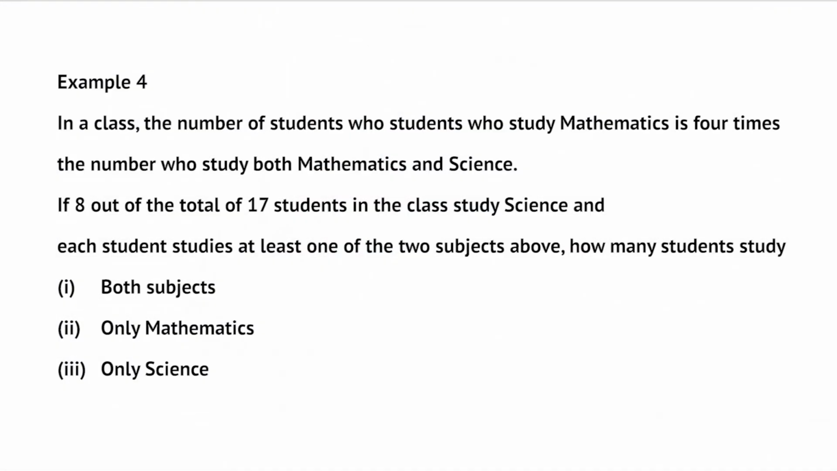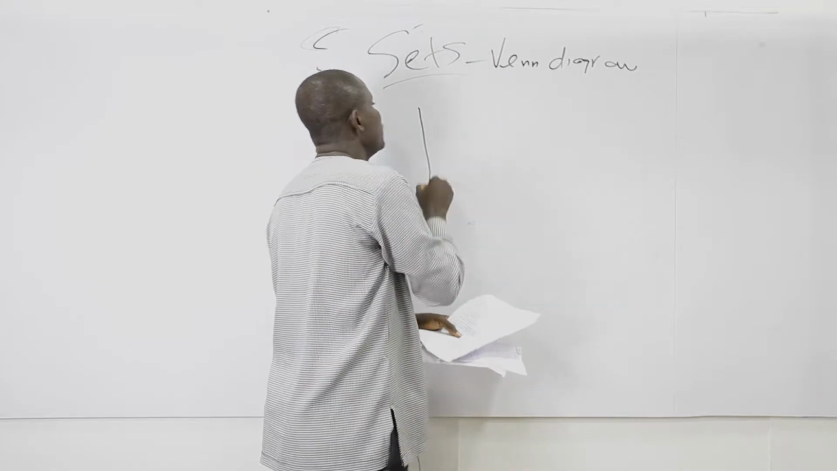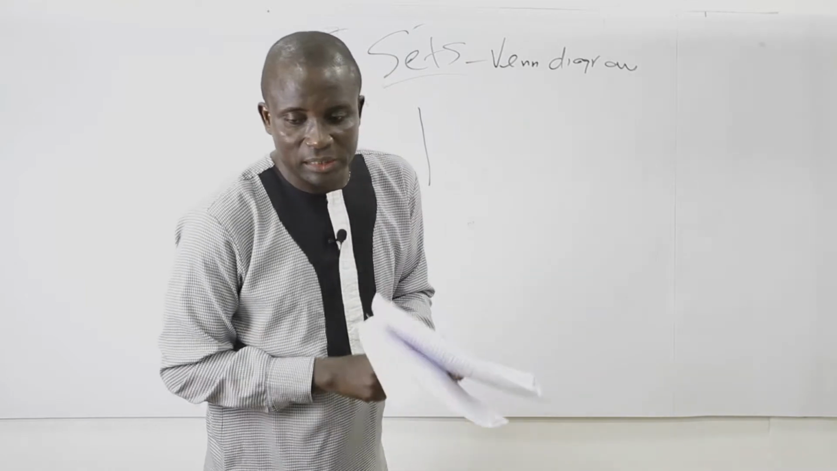In a class, the number of students who study mathematics is 4 times the number who study both mathematics and science. If 8 out of the total of 17 students in the class study science, and each student studies at least one of the 2 subjects above, how many students study both subjects, only mathematics, and only science?